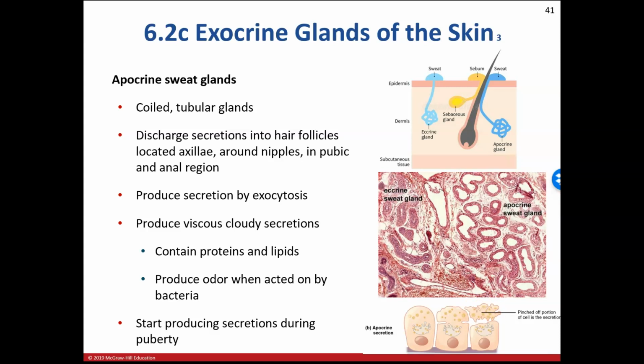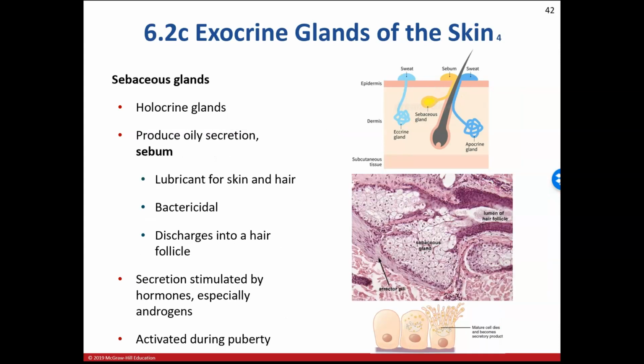The sweat is also going to be a viscous type of cloudy secretion, and it's going to contain proteins and lipids, and it produces odor when it's acted on by bacteria. And you can imagine that these secretions start around puberty, and that's when adolescents are starting to get that body odor to them because of this.